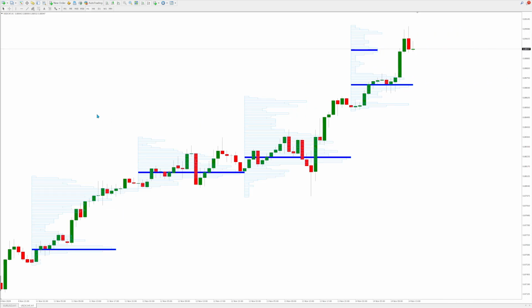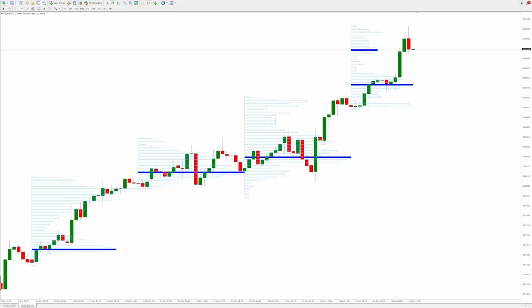So this is the MT4 platform. This is a dollar franc 1 hour chart. You can see the TPO volume indicator displaying these blue bars here. You can configure the colors, the sizes, and the periods for these. But in essence, what they do is they show you the volume, with each price level corresponding to a bar on the indicator.